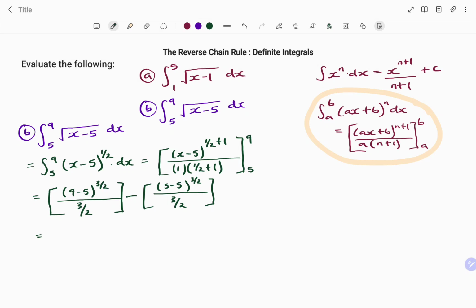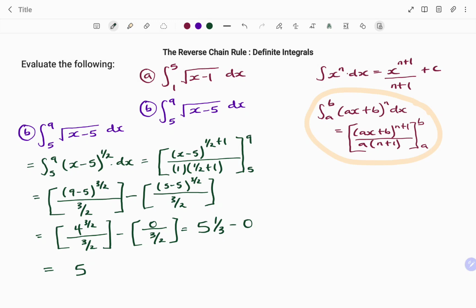That's equal to 9 minus 5, that's 4. So I have 4 to the power of 3 over 2, all divided by 3 over 2, close bracket, minus, in the second bracket, 5 minus 5, that's 0. 0 to the power of 3 over 2, still 0, divided by 3 over 2. That will give us, on the left-hand side, 4 to the power of 3 over 2 divided by 3 over 2, that's 5 1/3, minus 0. So my final answer will be 5 1/3.